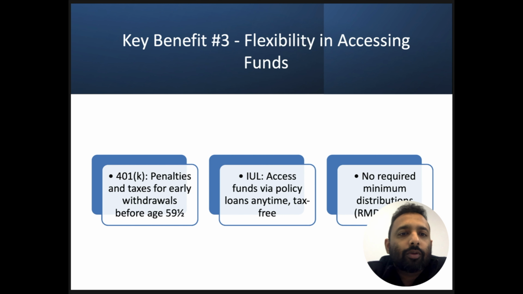Okay. Now, key benefit, flexibility in accessing funds. 401k has penalties and taxes for early withdrawal before the age of 59 and a half. So you cannot access your money. You can, but you would have to pay a penalty if you access it before 59 and a half, and you have to pay tax. Well, IUL lets you access funds via policy loan anytime, and tax free. You don't have to wait till 59 and a half or anything like that.